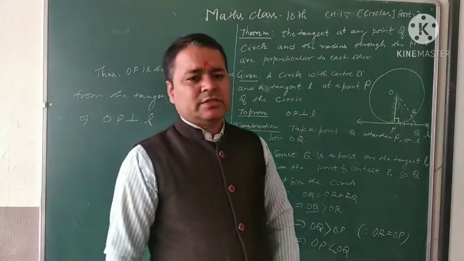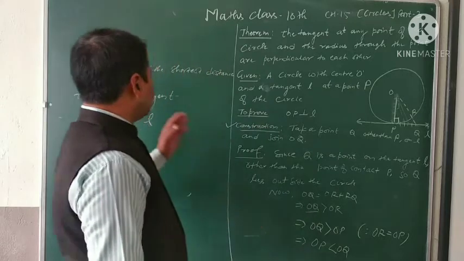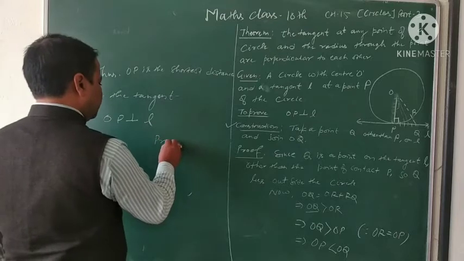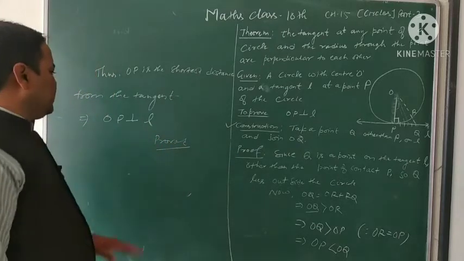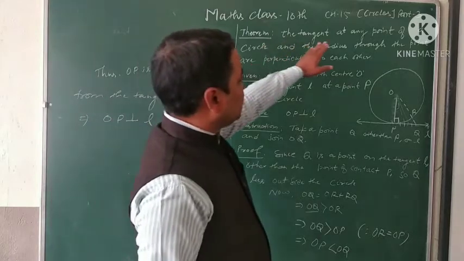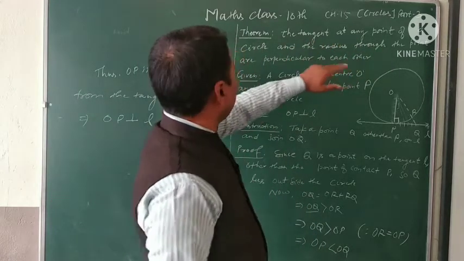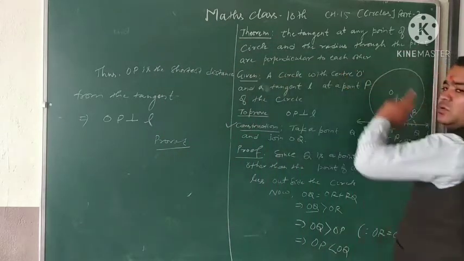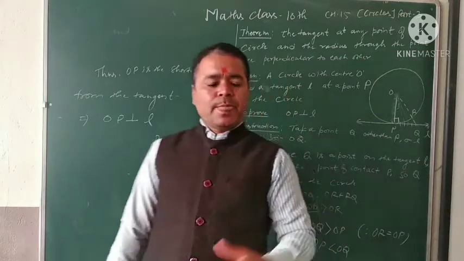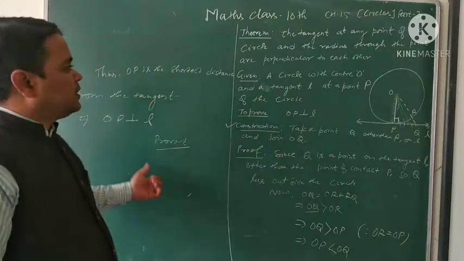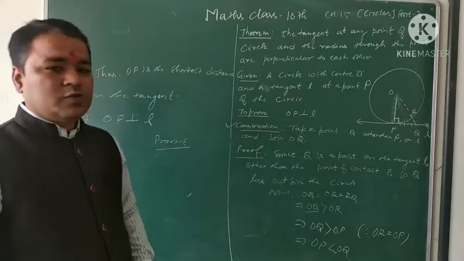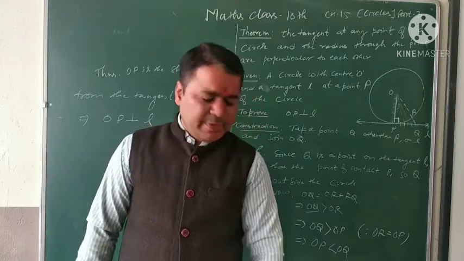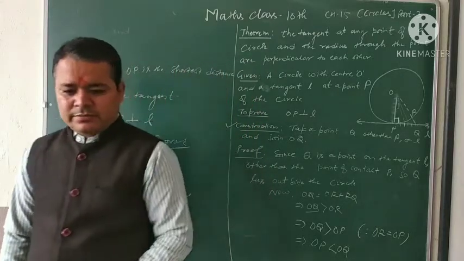In the book some more sentences are given. If you want to use them, you can use them. But finally, if you do it like this, you can also write. In this way, this statement is proved: the tangent at any point of a circle and the radius through the point are perpendicular to each other. In this way, you can understand and practice this theorem using this concept. Okay, let us see one more theorem that is based on the tangent and circle.